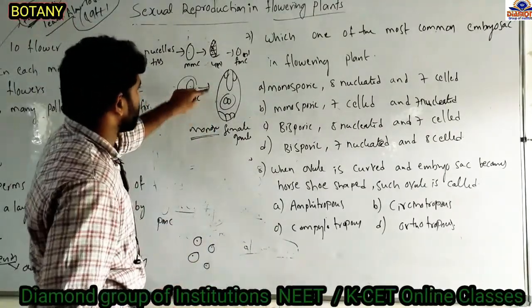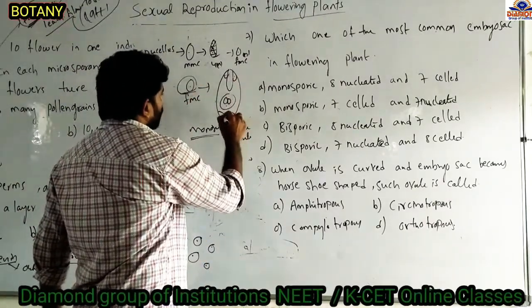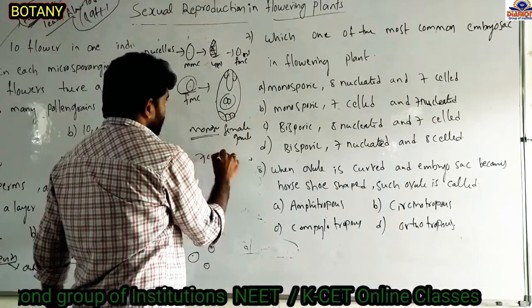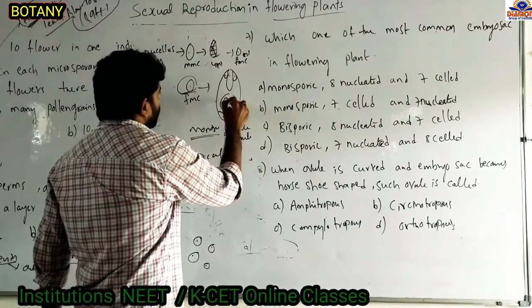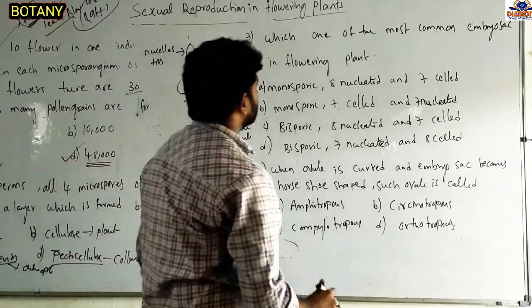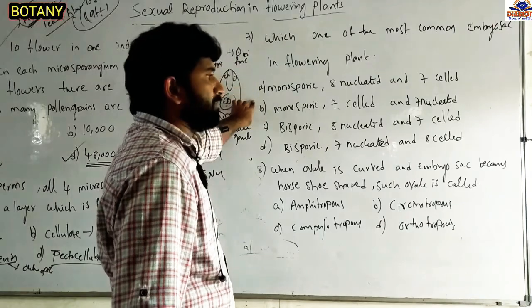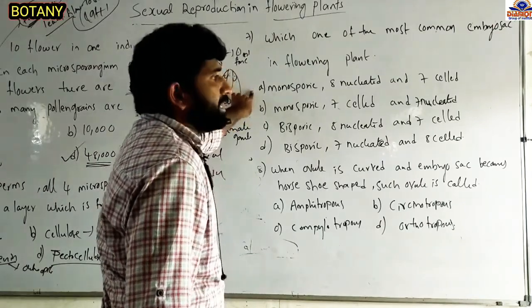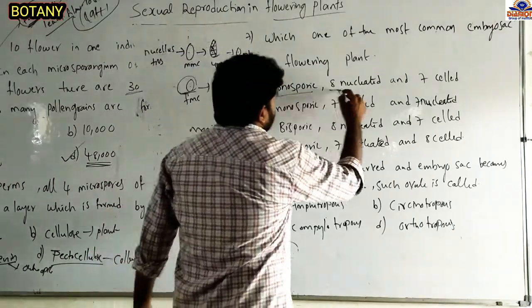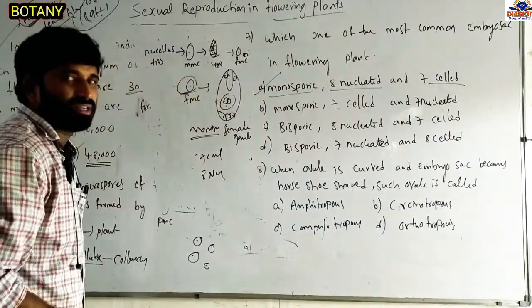That monosporic type of embryo sac contains 1, 2, 3, 4, 5, 6, 7 cells, and 1, 2, 3, 4, 5, 6, 7, 8 nuclei. So the monosporic type of embryo sac has a 7-celled, 8-nucleated structure. So monosporic, 8-nucleated and 7-celled. Answer A. Then what about the bisporic structure?